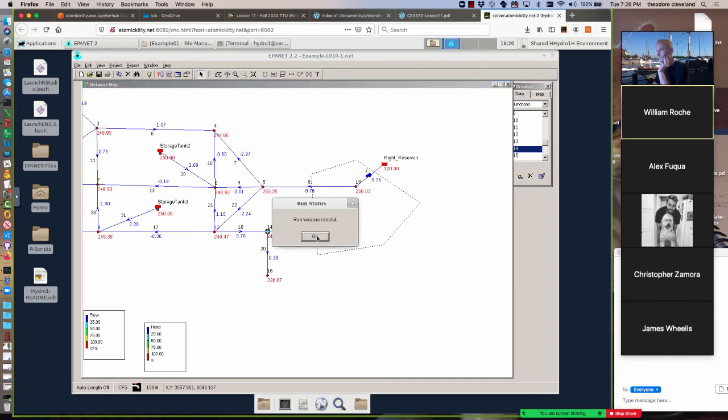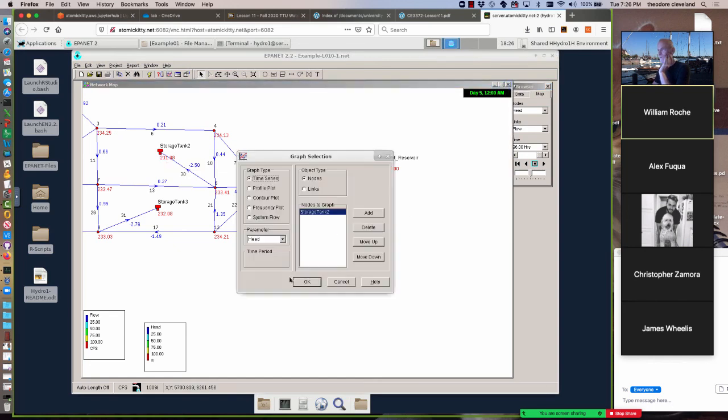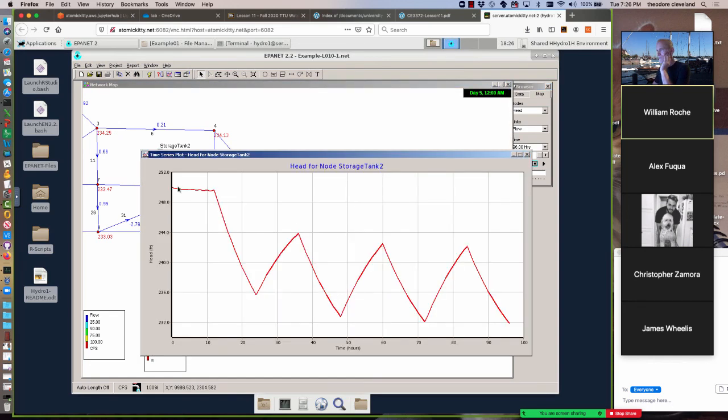Run it. Run was successful. Let's look at the storage tank. It looks like they're somewhat draining, but we'll go ahead and pick that one and look at a time series of it. And in this one we can see the behavior as the demand pattern's changing. So we're getting some filling, some draining, some filling, some draining.